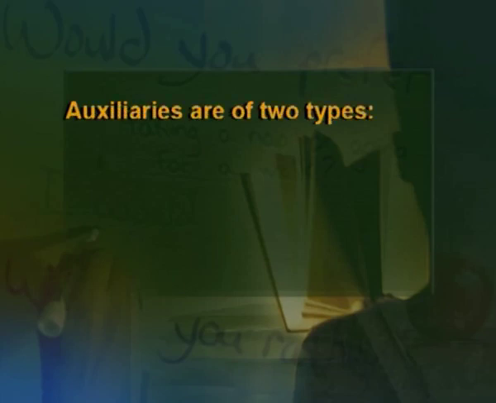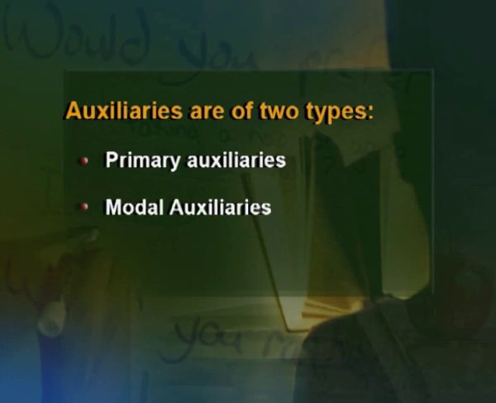Now, let us see how many types of auxiliary verbs there are in the English language. There are two types of auxiliary verbs. One is primary auxiliary and the second is modal auxiliaries.